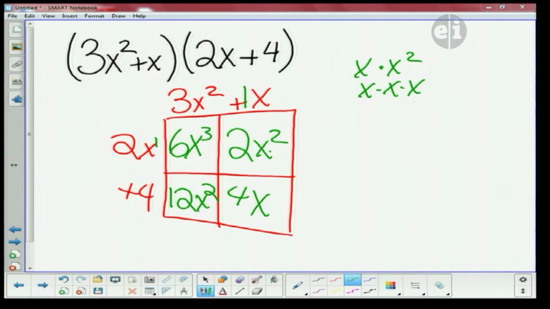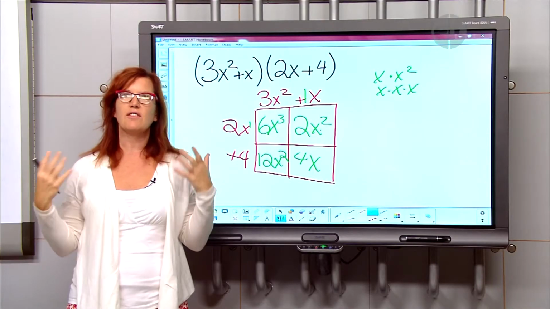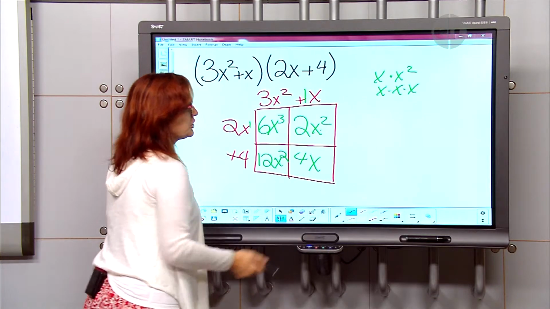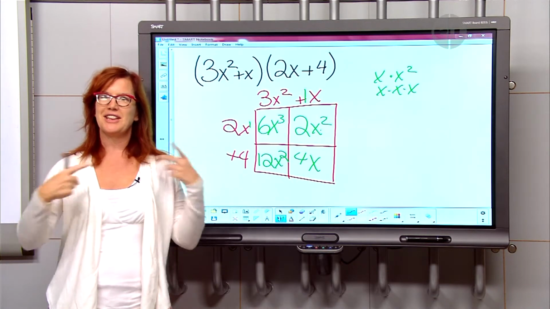So all we did was multiply every single term in each binomial so that these are the things we get. But we're not done yet. This is just a tool that we can use to think about our answers and sort our answers. So now we're going to combine like terms and write ourselves a nice polynomial sentence.